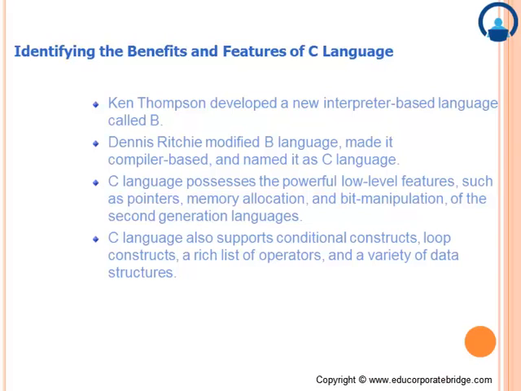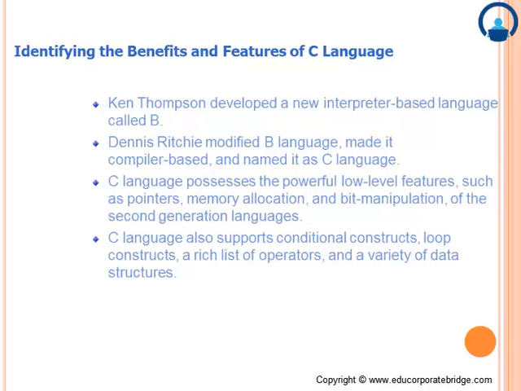There was an attempt to write a Fortran language compiler for the new system. So Thompson instead developed a language called B language. Okay. This was an interpreter-based language. Let me tell you, there are two types of languages. Compiler-based languages are there, and interpreter-based languages are there. What are interpreter-based languages?